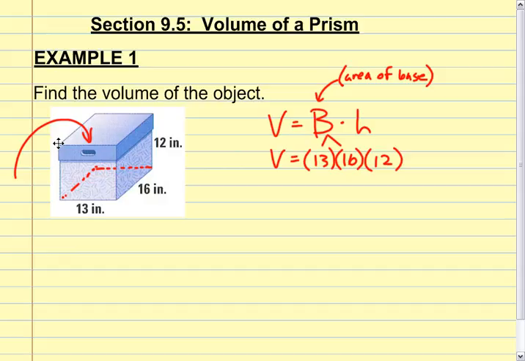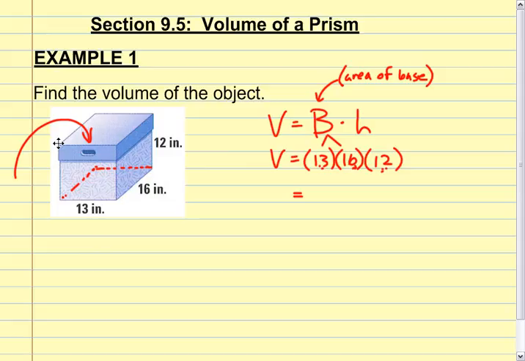But if they're all being multiplied, I can do them in any order. I can do 12 times 13 times 16. I can do 12 times 16 times 13. I can do 13 times 16 and then times 12. It doesn't matter if they're all being multiplied. It doesn't matter what order I do it in. Okay? So when I look at this one, I'm just going to multiply 13 times 16.